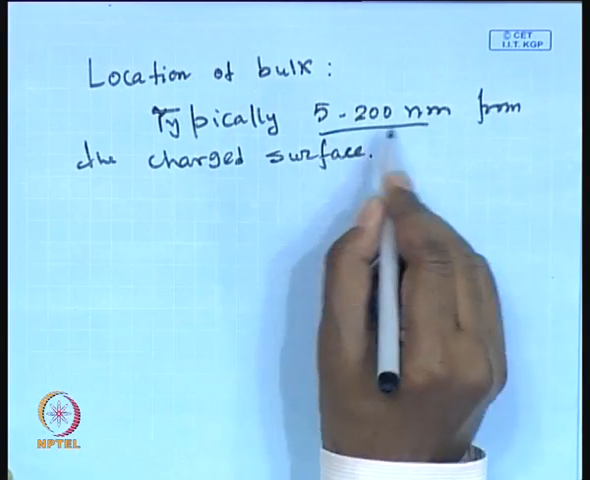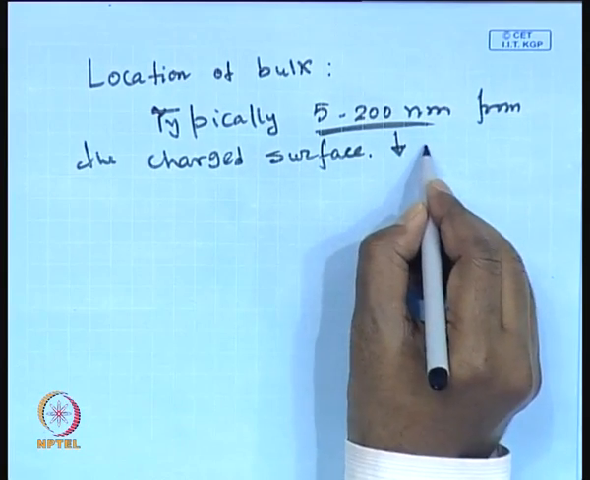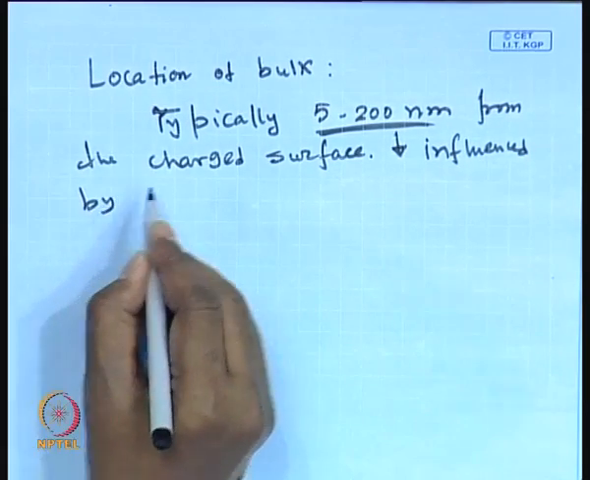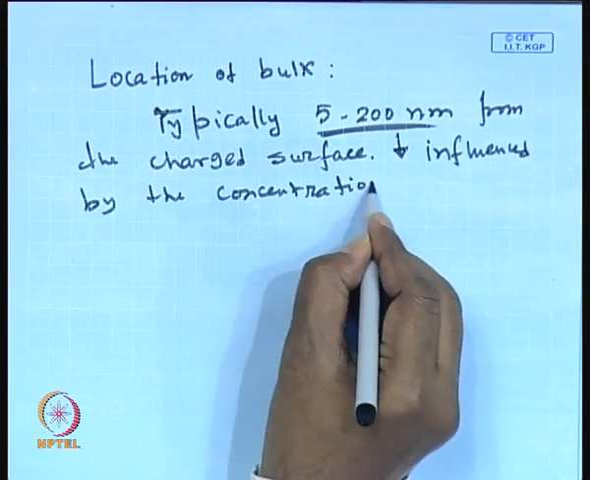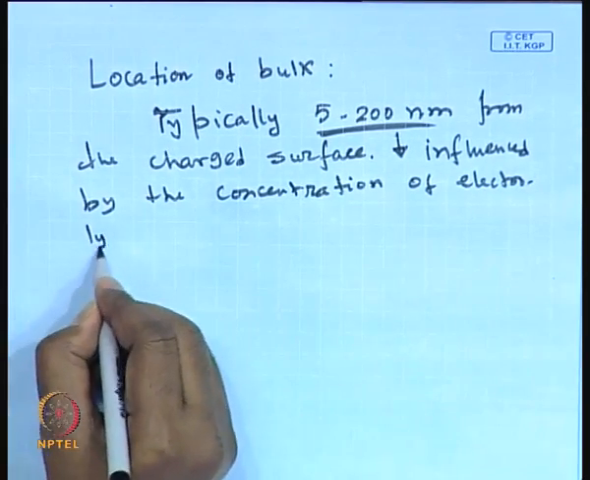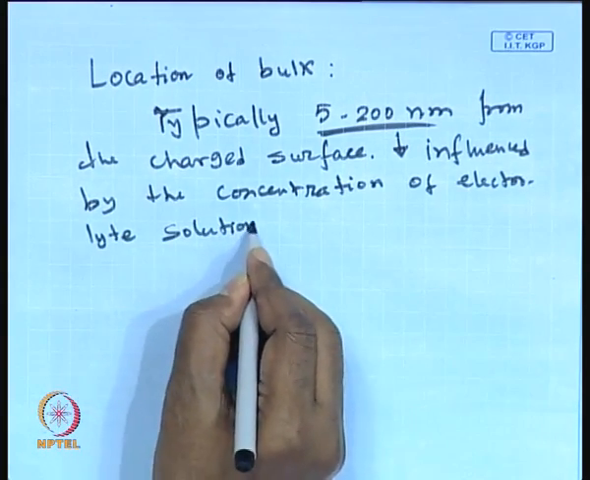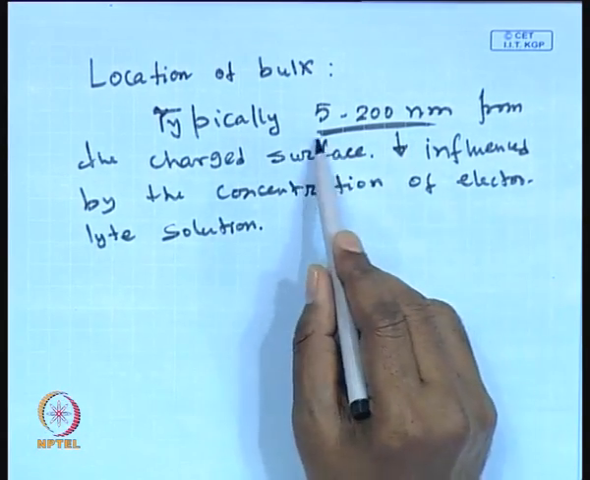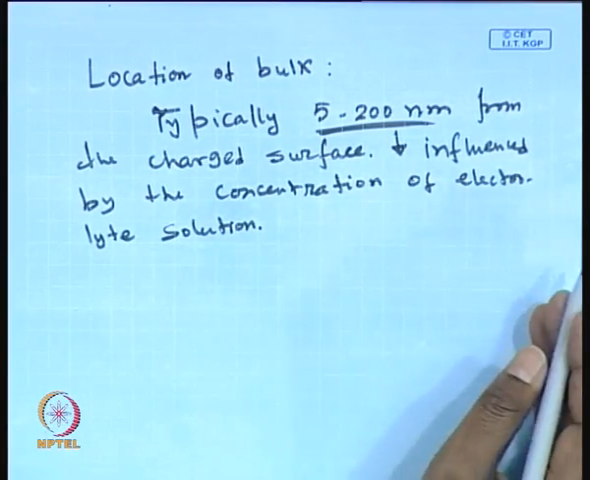And what will dictate this distance? This distance is influenced by the concentration of the electrolyte solution. Whether it is 0.1 molar or 1 molar sodium chloride solution, that will dictate this distance where the rearrangement or distribution of the charges near the interface will occur.